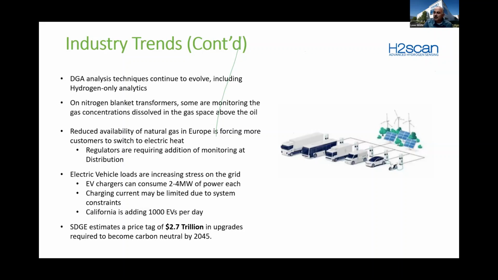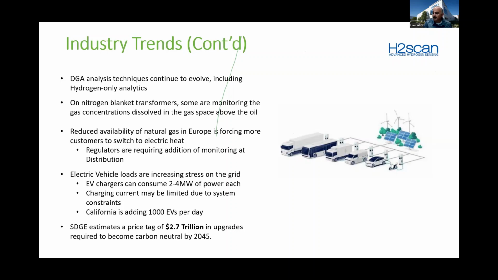Due to reduced availability of natural gas in Europe and customers switching to electric heat, and then the addition of EVs in Europe, the electricity grid is becoming more and more stressed, and the distribution utilities in Europe are actually requiring the addition of monitoring and distribution. We're actually talking to folks that are looking at adding thousands of DGA sensors to transformers in Europe. And so that's exciting, and getting the data back using various IoT methods, communication methods over the grid is very important.